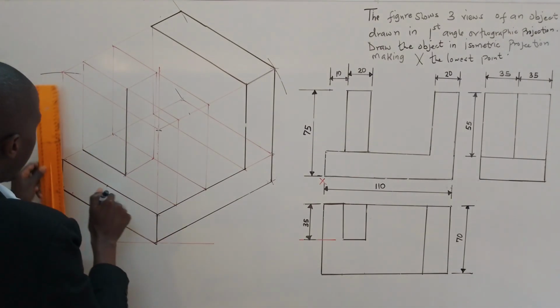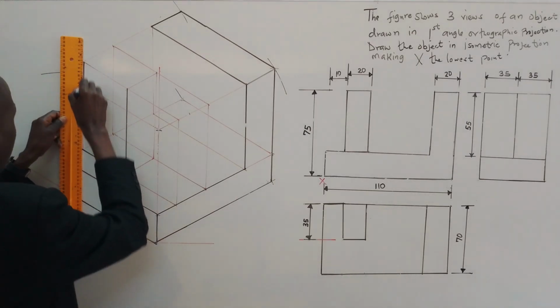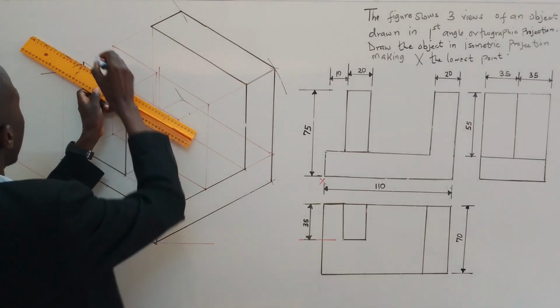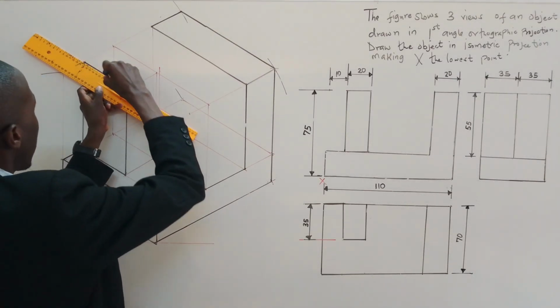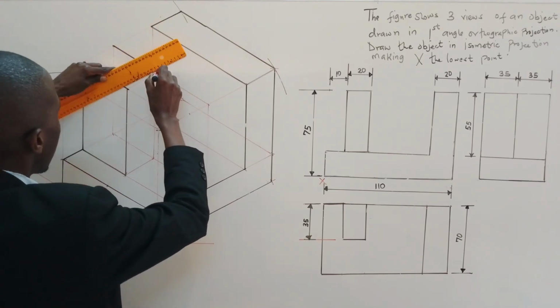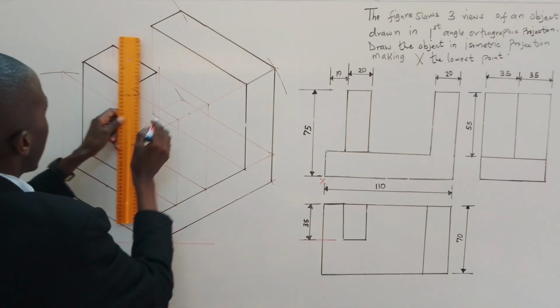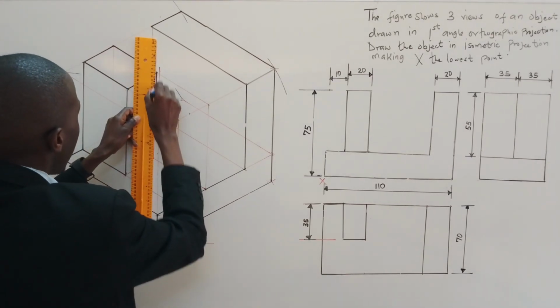That is half of 70. Then make this up. Make this up. That up. Then this one. And doing this here. Then this one is coming down.